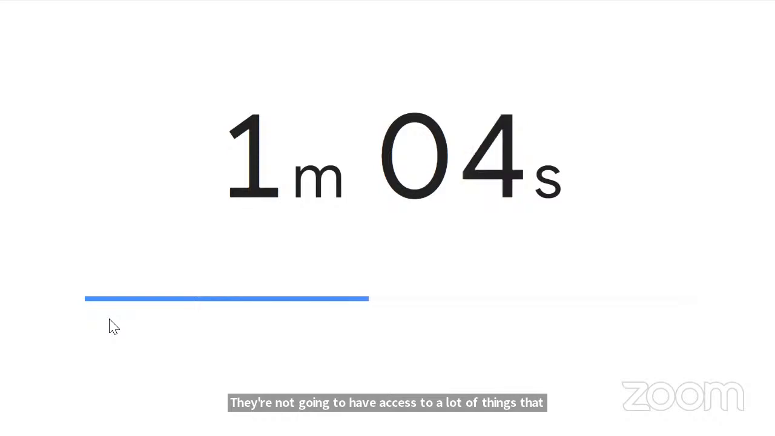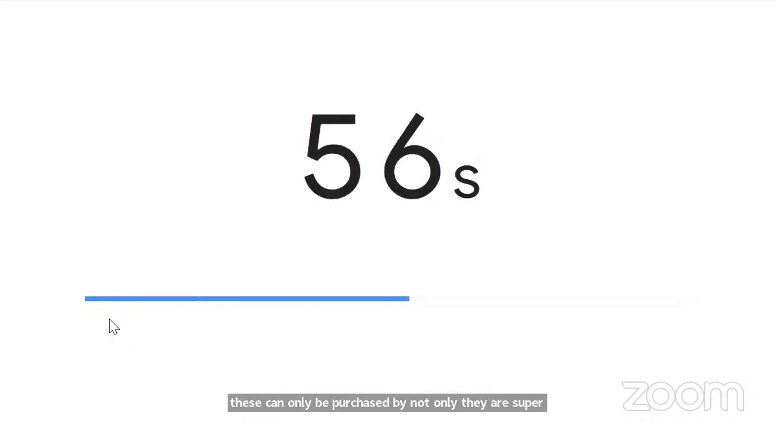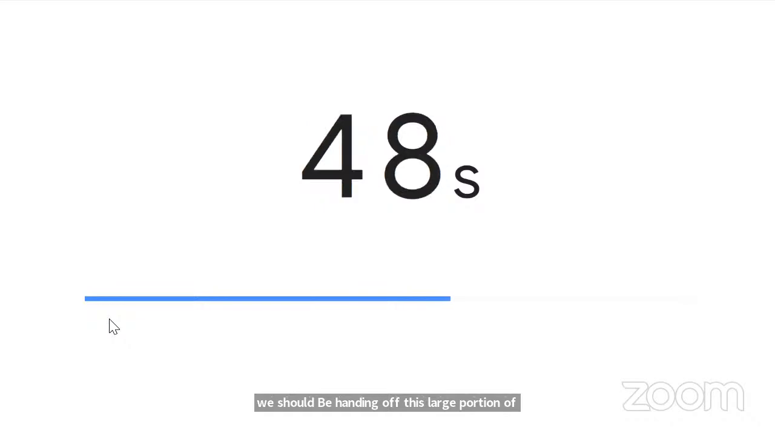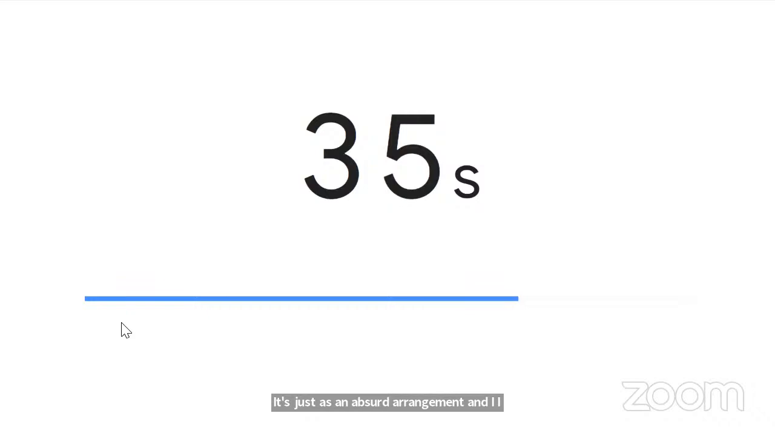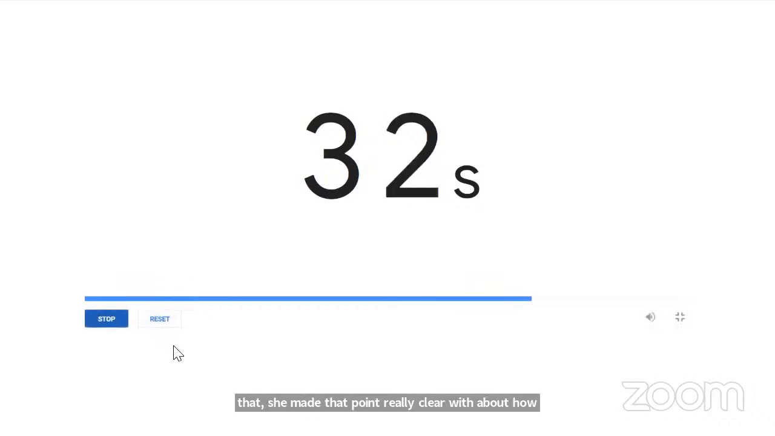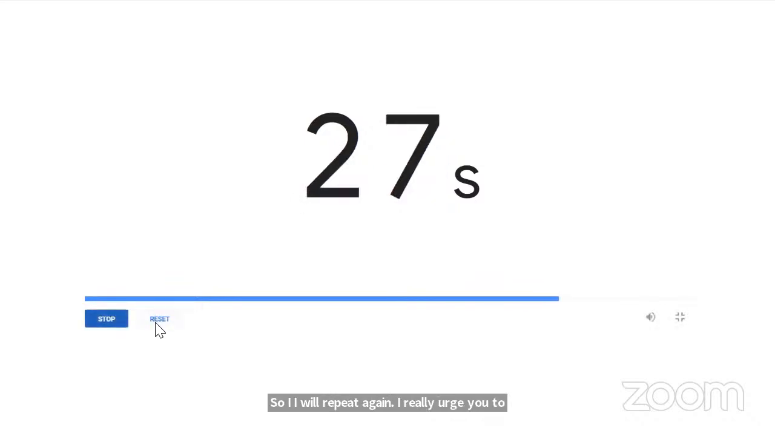These are going to be very remote, so they can only be purchased by not only the super wealthy, but people who are completely not associated with the city of Richmond. And I don't think that we should be handing off this large portion of land to essentially create a second city, and then have the greater part of the city subsidize it. It's just an absurd arrangement. And I really think that she made that point really clear about how distant it is going to be. So I will repeat again, I really urge you to vote no. Thank you so much.